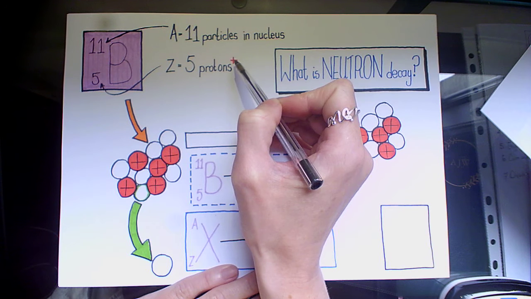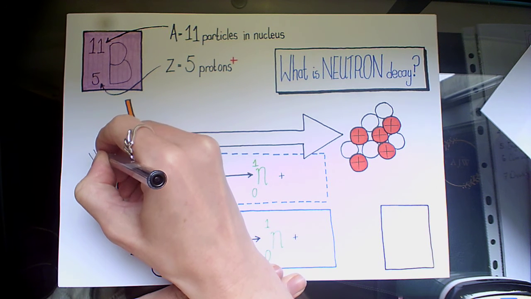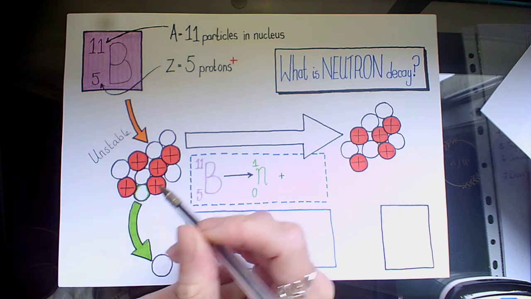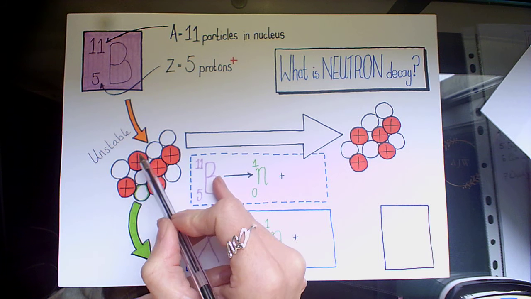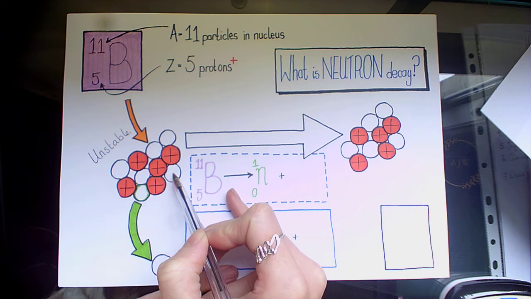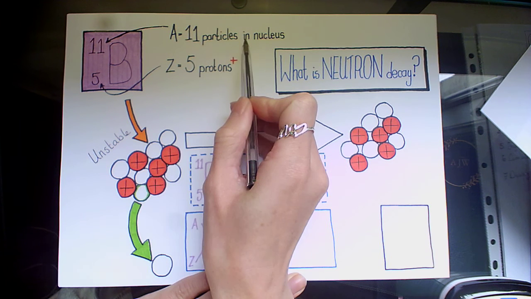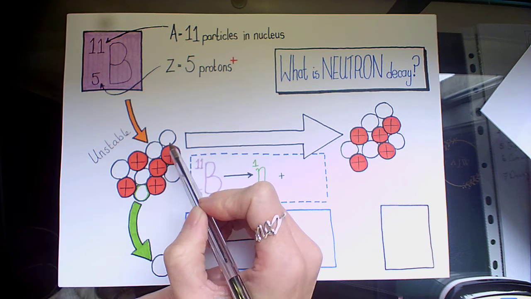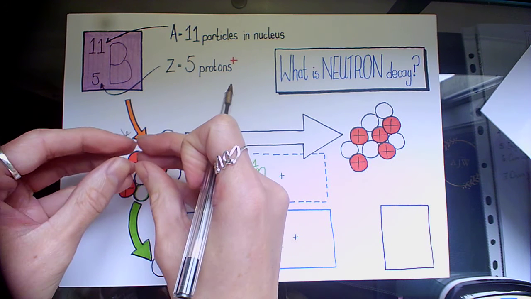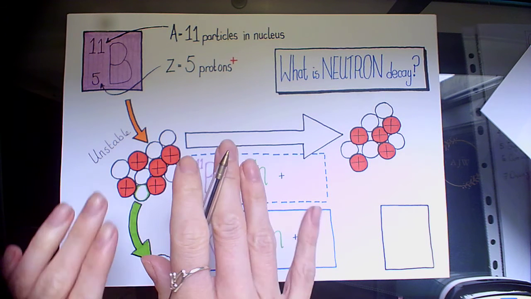So let's have a look in the picture. At the moment we have our unstable nucleus. So we have an unstable nucleus and we'll just count up. So we've got 1, 2, 3, 4, 5, 6, 7, 8, 9, 10, 11 subatomic particles in this nucleus. And it's unstable. Remember, that means the strong nuclear force holding this together isn't quite strong enough, so things have become a bit rocky, they're a bit unstable.